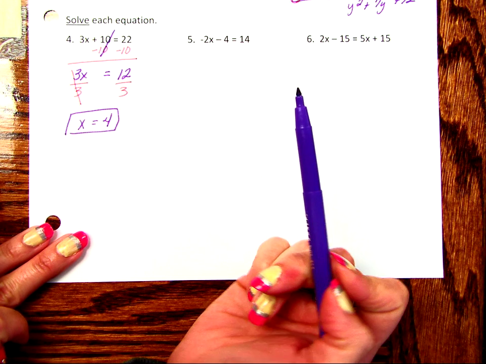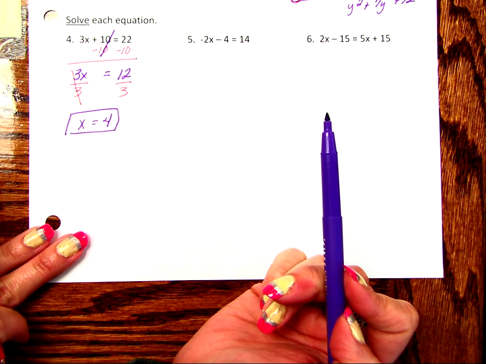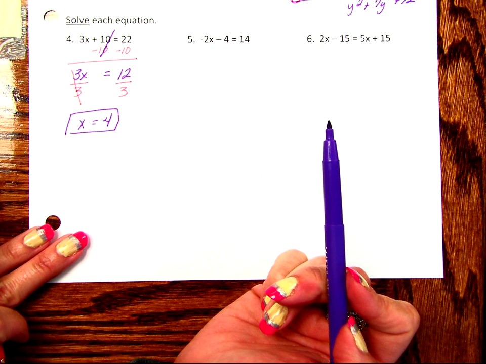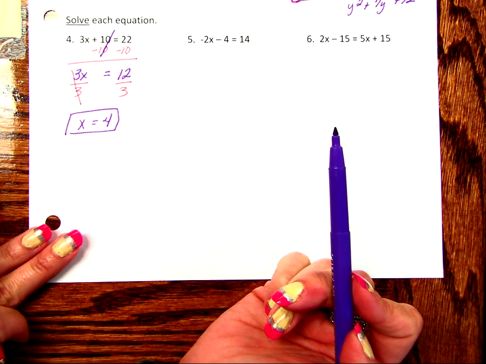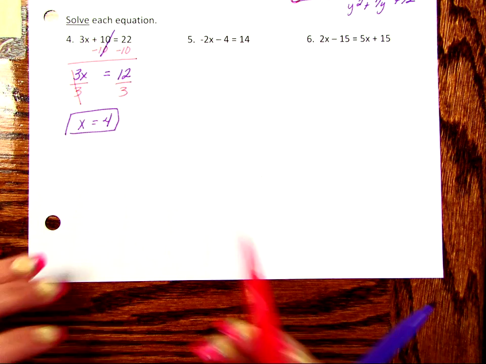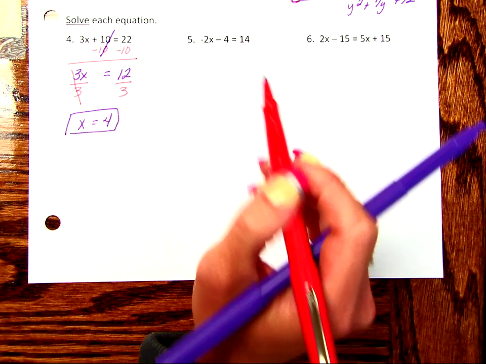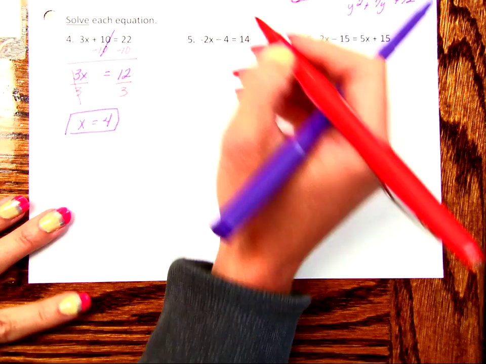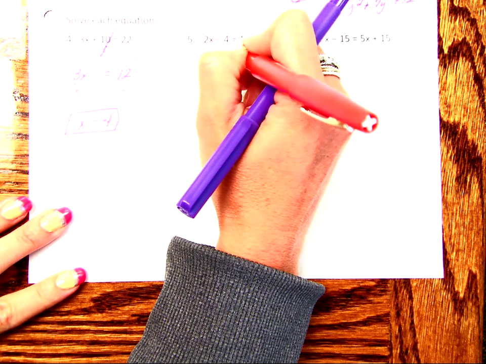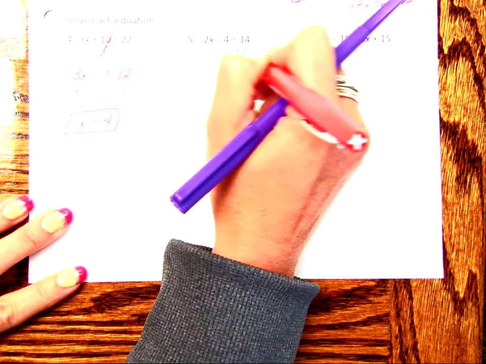And it does. If I take a look at number 5, it's similar. I have negative 2x minus 4 equal to 14. Our two-step equation here. The first thing that we're going to want to do is take a look at this minus 4. The opposite of subtracting 4, we're going to add 4 to both sides of my equation.